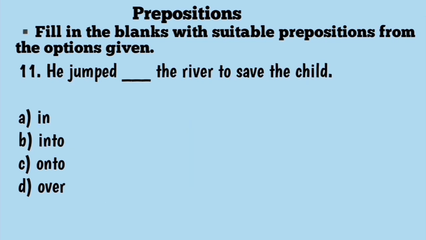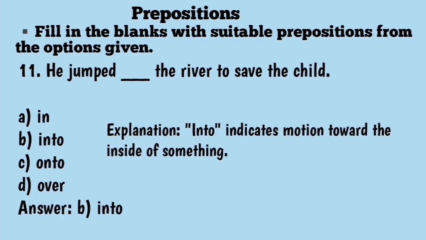Next, he jumped dash the river to save the child. Option A in, option B into, option C onto, option D over. Answer is option B into. Into indicates motion towards the inside of something.